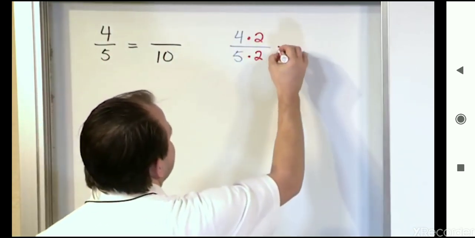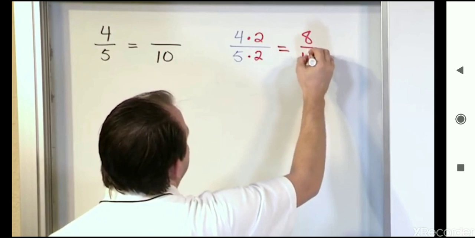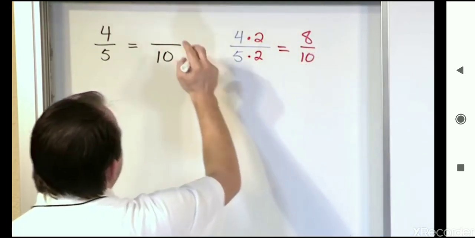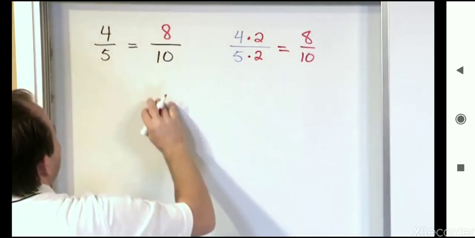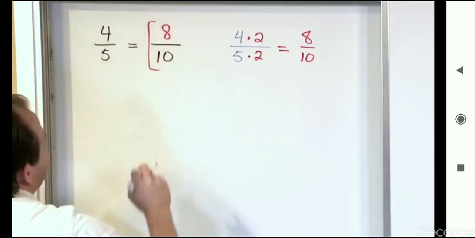All right, and so if I do that, the top would become 8 and the bottom would become 10. So now I know that the answer that I'm seeking is 8/10. This is what you would circle on your test.